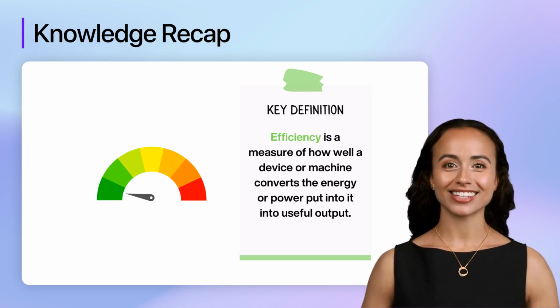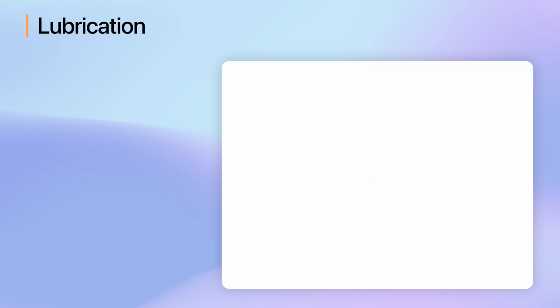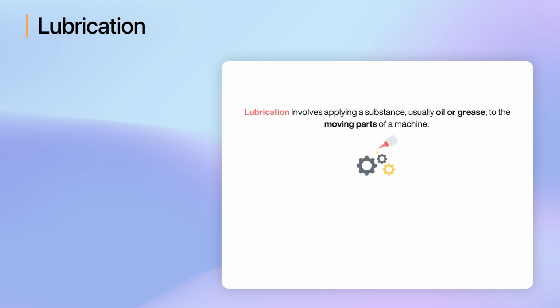Let's get started. Now that we understand what efficiency is and how to measure it, the next step is to learn how to improve efficiency in various systems. Increasing efficiency means maximizing the amount of useful energy output while minimizing energy waste. One effective way to increase efficiency in mechanical systems is through lubrication. Lubrication involves applying a substance, usually oil or grease, to the moving parts of a machine.